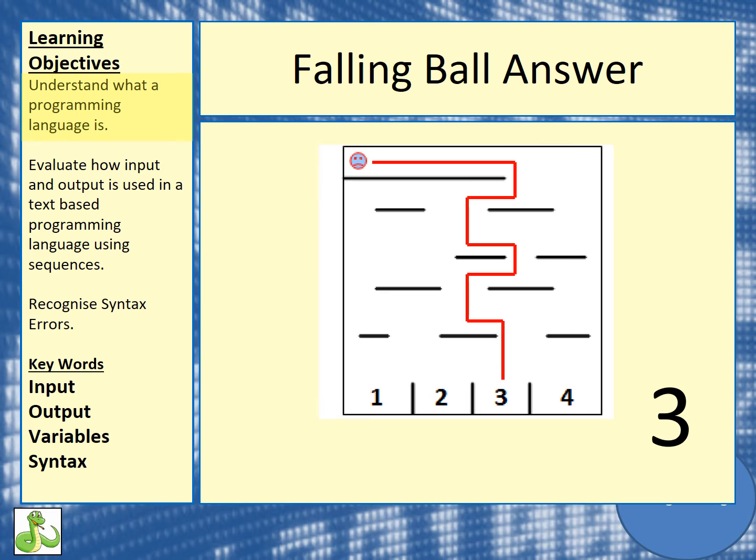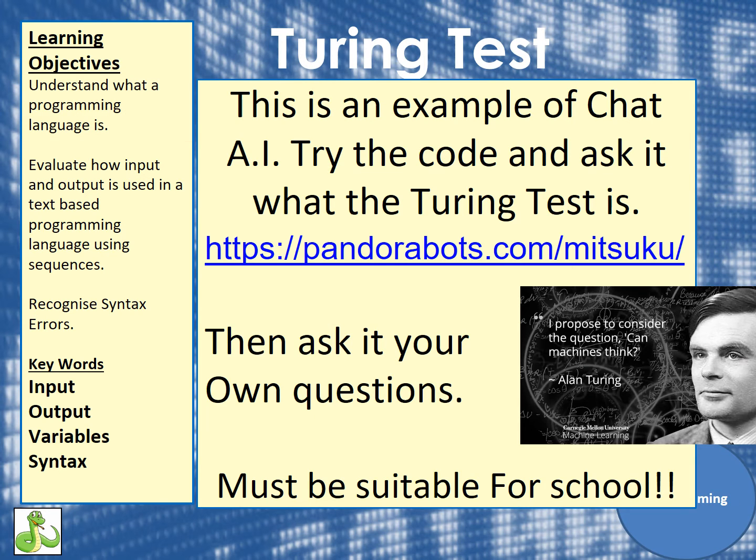If you did manage to finish the maze, then the answer was 3. Now remember back to artificial intelligence, our last unit. We looked at what the Turing test is, and the Turing test was, I propose to consider the question, can machines think? This was made by one of our famous computer scientists called Alan Turing. Remember, he was responsible for cracking the Enigma code in the Second World War.